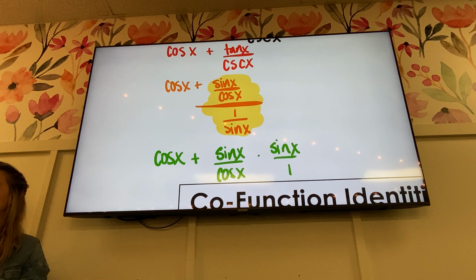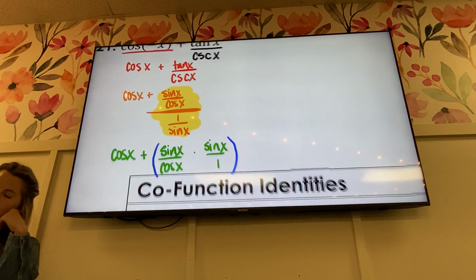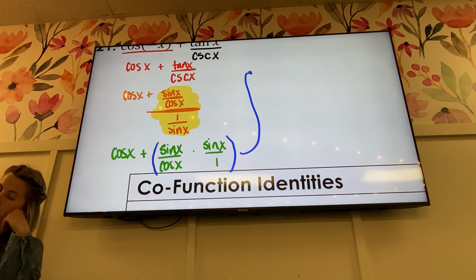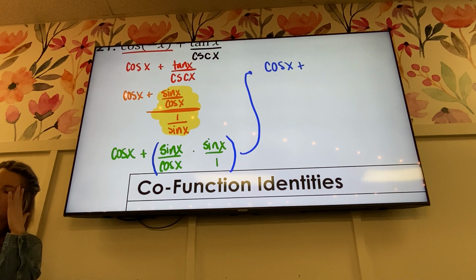A couple things that I've noticed. You cannot do this; this is wrong, don't write this. Those don't cancel because we are adding. You can only cancel stuff if you're multiplying. So those cosines don't cancel. The other thing is, because of order of operations, generally we want to multiply first. So we're going to simplify the stuff that's being multiplied before I mess with the plus cosine. So this cosine x plus is going to stay cosine x plus, and then sine times sine is going to be sine squared over cosine.